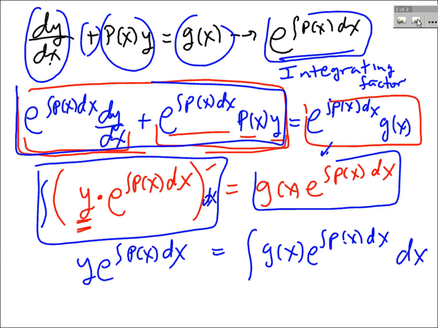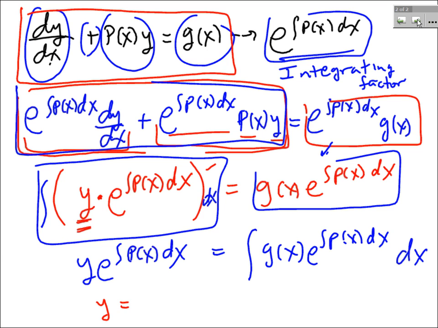Now our goal is to find, this is the original differential equation, or it's the equation in standard form, and you want to solve for y. Oh, you want to solve for y? Divide by this. So the right side so far is not changing.